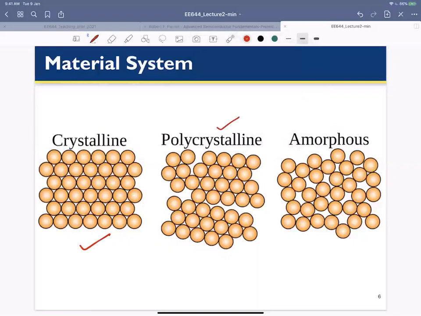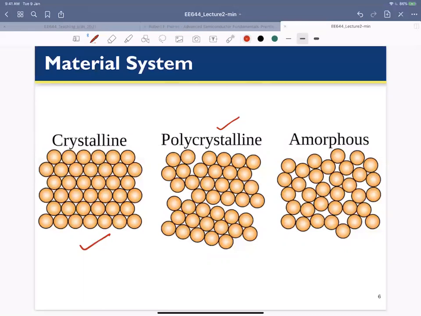Yesterday I showed you the MOS transistor or bipolar transistor. Let's take the example of the MOS transistor. In a MOS transistor, your gate is polycrystalline material, not crystalline. Polycrystalline basically means we have multiple crystalline arrangements, right? And also we have amorphous.